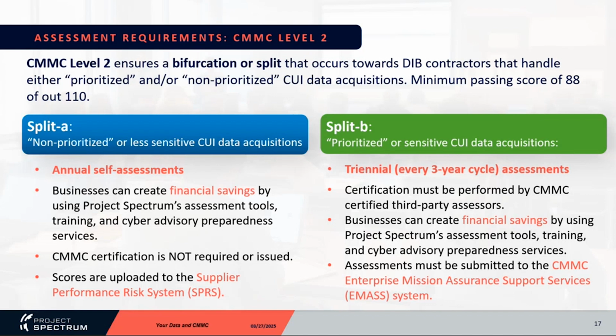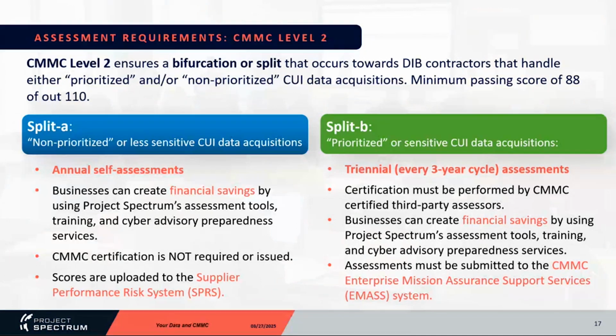How do you know that you are? By taking that self-assessment and uploading those scores to the Supplier Performance Risk System, or SPRS. Then the second split. This is where we're talking about prioritized or sensitive CUI data acquisitions. This is when you have to have that third-party assessment, and it happens every 3 years. You have a triennial cycle of assessments.